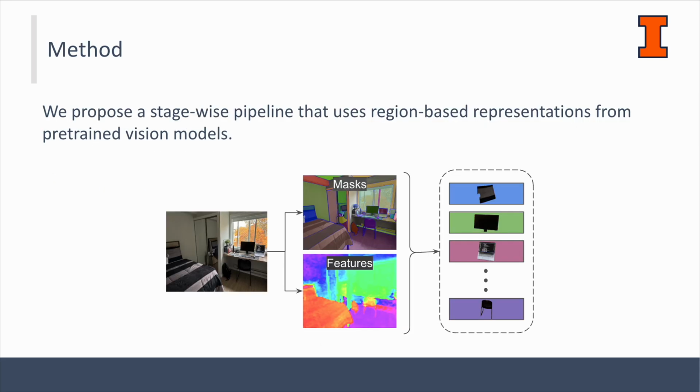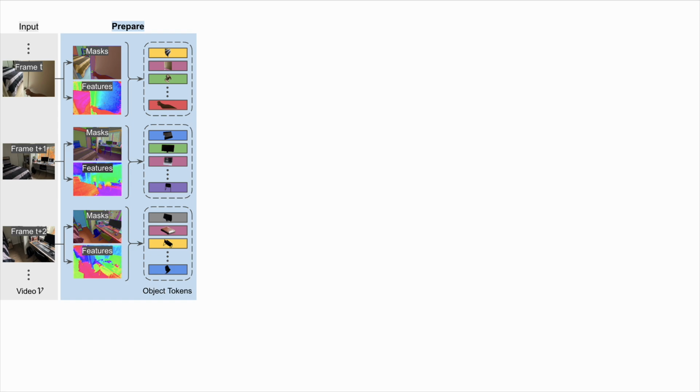To address this task, we propose a stage-wise pipeline that uses region-based representations derived from SAM and Dino. The proposed pipeline works as follows. In stage 1, we generate region-based representations for every object in every frame of the video. To do this, we use SAM to segment frames into object masks and Dino to extract frame-level features. Then, for each mask, we average pool the features inside the region to create a single token representing that object. This is a resource-intensive step, but it only needs to be done once per video. The representations can be cached for fast and efficient querying of multiple objects.